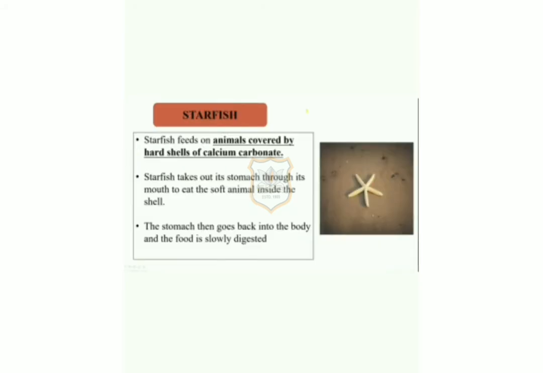Now we will find out how a starfish eats its food. Starfish feeds on animals covered by hard shells of calcium carbonate. When a starfish wants to eat an animal, it takes out its stomach through its mouth to eat the soft animal inside the shell, and after eating, the stomach goes back into the body and the food is slowly digested.